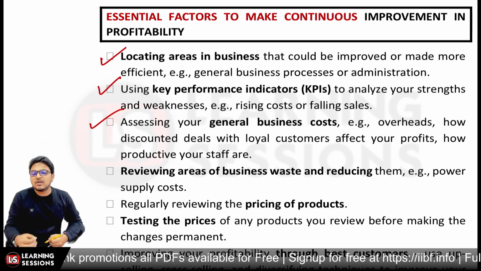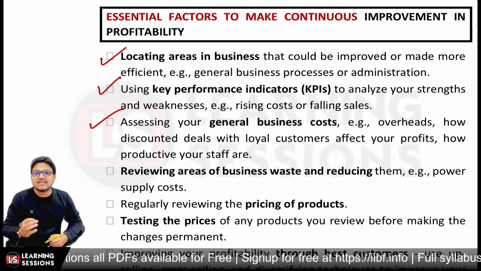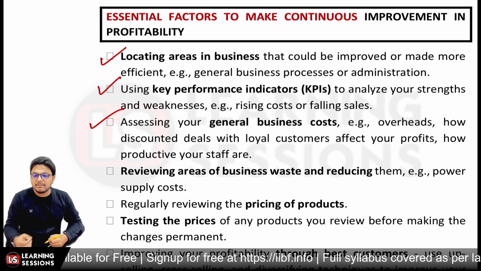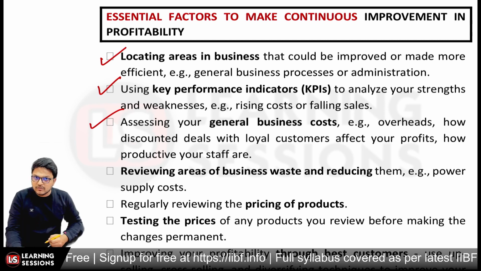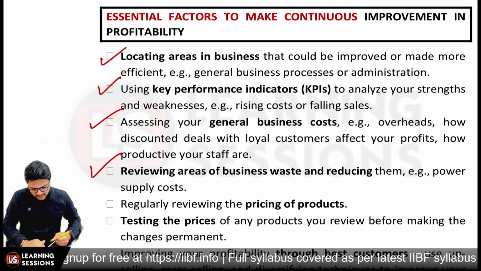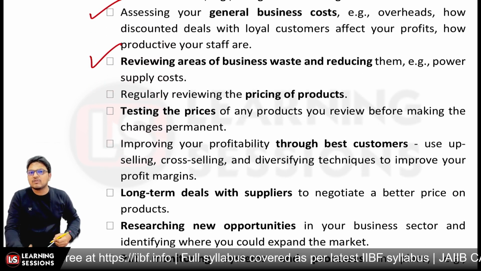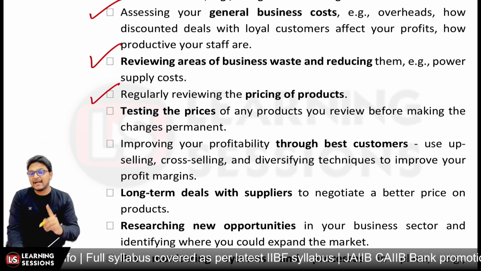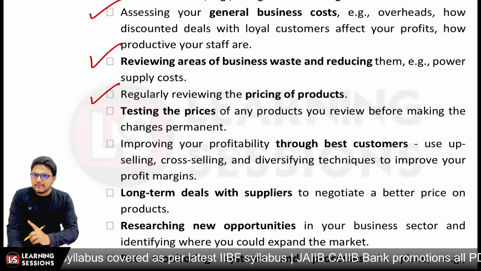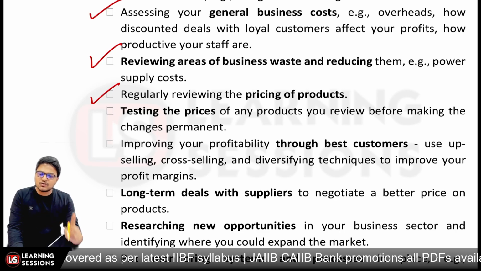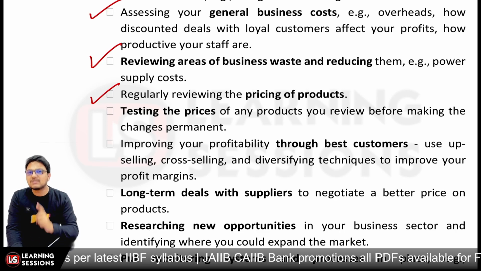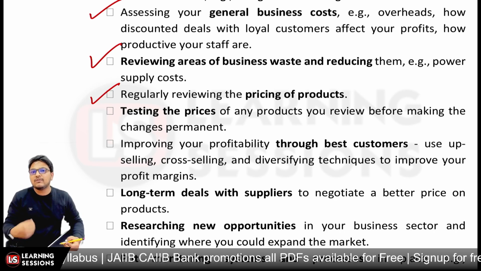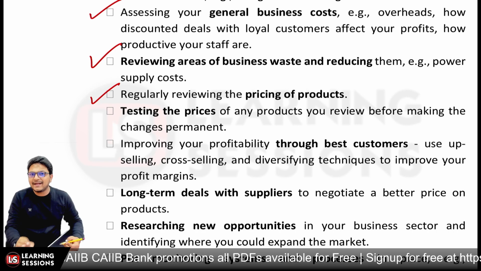And also we must be reviewing the areas of business waste and reducing them. So let's say wastage of supply cost or something, power supply cost, that is to be reduced, right? So we must be looking for the same. And we must regularly review the pricing of the product. It's not the case that once you have done the pricing, it's done. Your pricing must be dynamic, and further it must be competitive also, it must be value for the customer also, and must be covering the costs also, right?